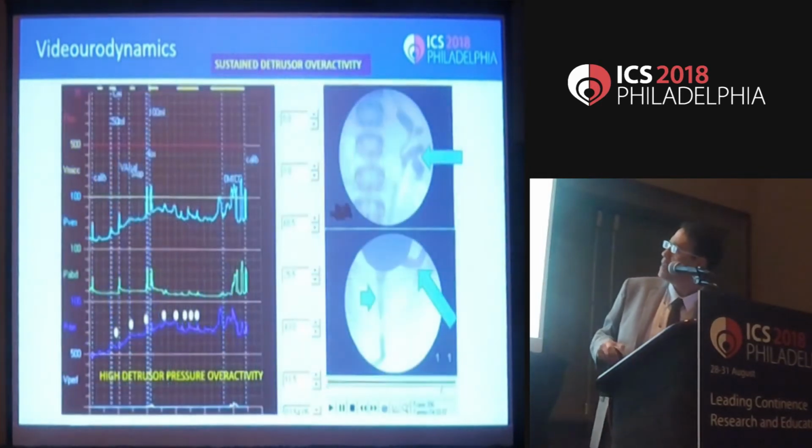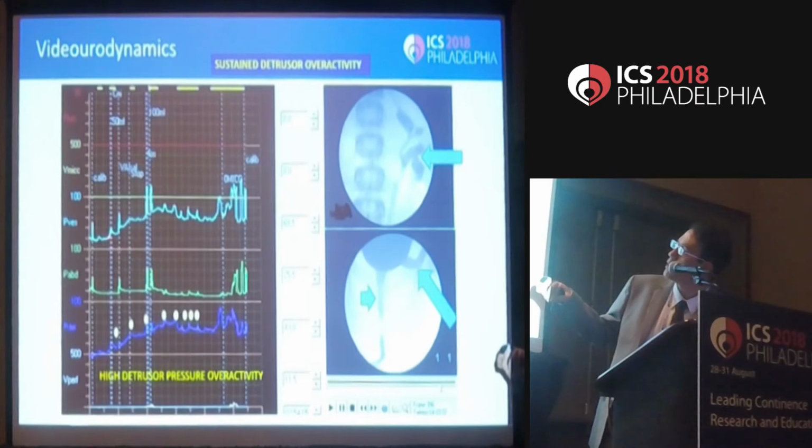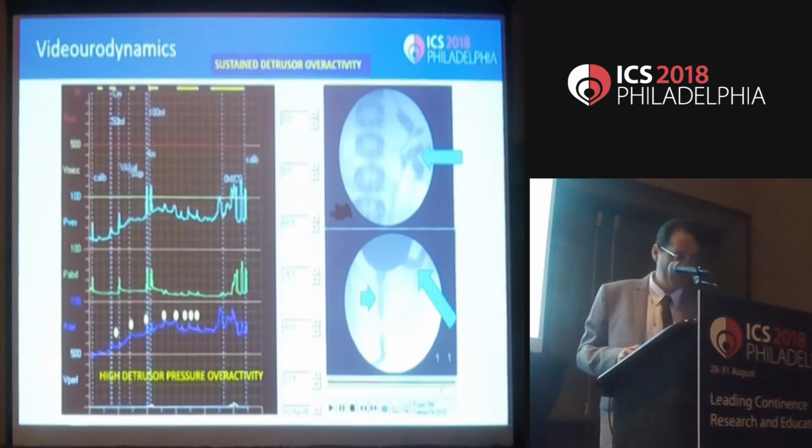And this is another kind of detrusor overactivity. This is sustained detrusor overactivity, where the detrusor contraction never goes back to the resting pressure level. So this is different from low compliance. This is a new term, and we consider it a high detrusor pressure overactivity in terms that the investigation could show that it is affecting possible renal failure.